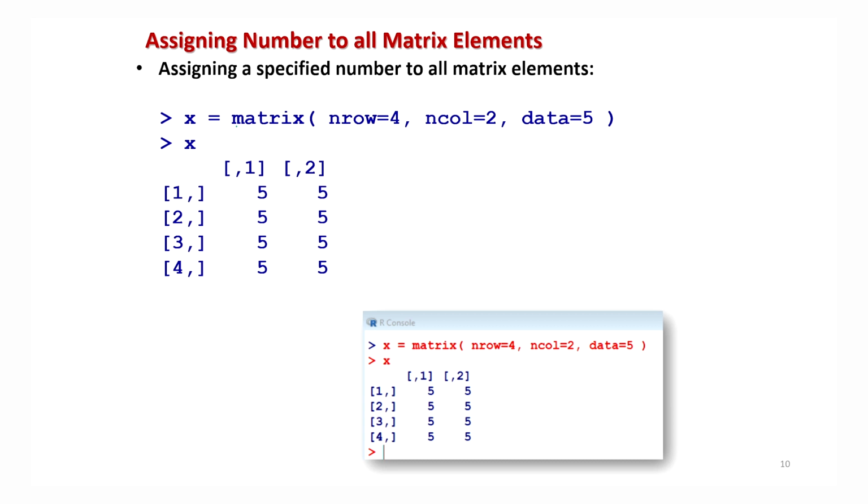So I can use here the same command, matrix, with n row equal to 4, n col equal to 2, but I will say only data equal to 5. And as soon as you try to do it, you will get this type of matrix, where you can see all the 8 elements in the matrix X are the same, 5. So this type of operation is many times needed, right?